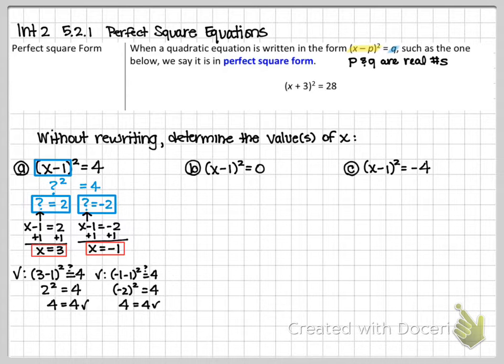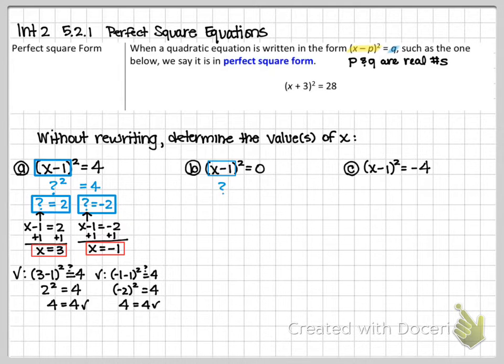So let's see if we can approach the next one the same way. So if I look inside, all right, so it is set up in this perfect square form. So something, the thing inside, something squared is going to give me 0. Something squared gives me 0. Well, the only thing squared that gives you 0 is 0.